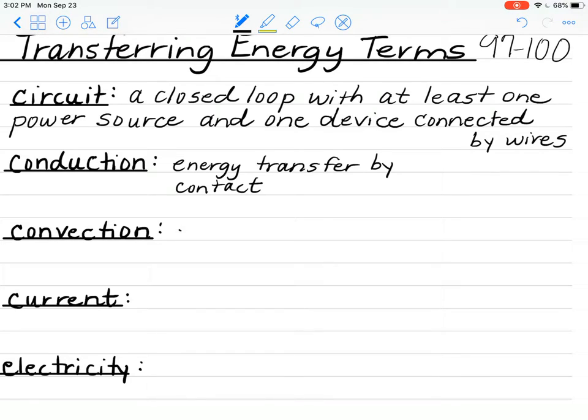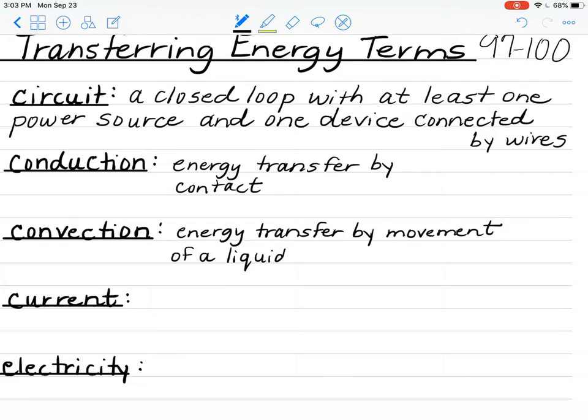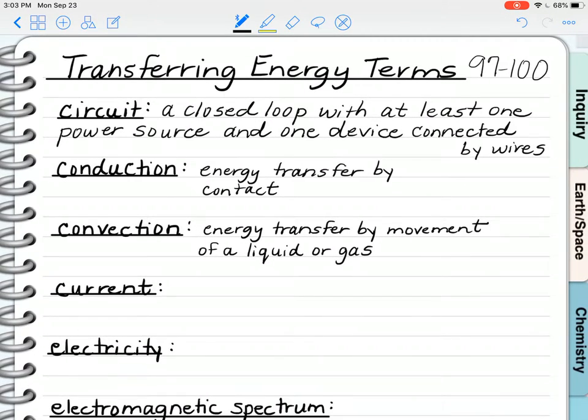So conduction is the movement of heat or energy from one thing to the next by contact. Convection, on the other hand, is energy transfer that occurs by the movement of a liquid or a gas. You can think of a pot of soup on the stove, and as that pot starts to boil, that liquid starts to move, you're going to get a transfer of energy, and that is through convection.